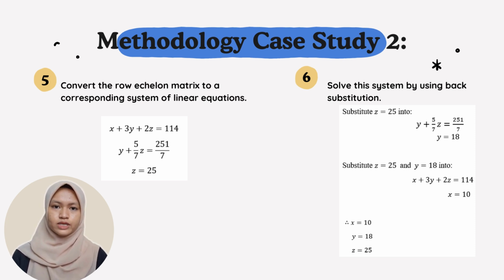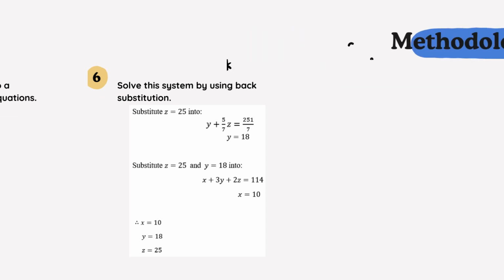And then we substitute z equals 25 and y equals 18 into equation x plus 3y plus 2z equals 120. And then we will get the final answer for x, y, and z equals 10, 18, and 25 respectively. Number 2.